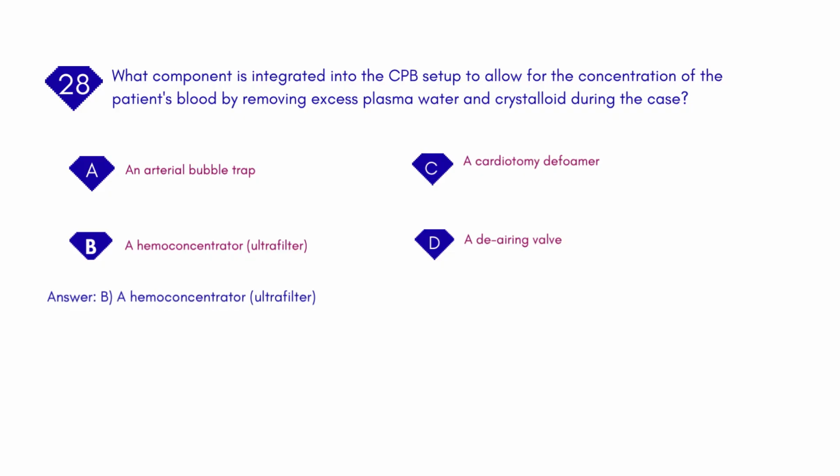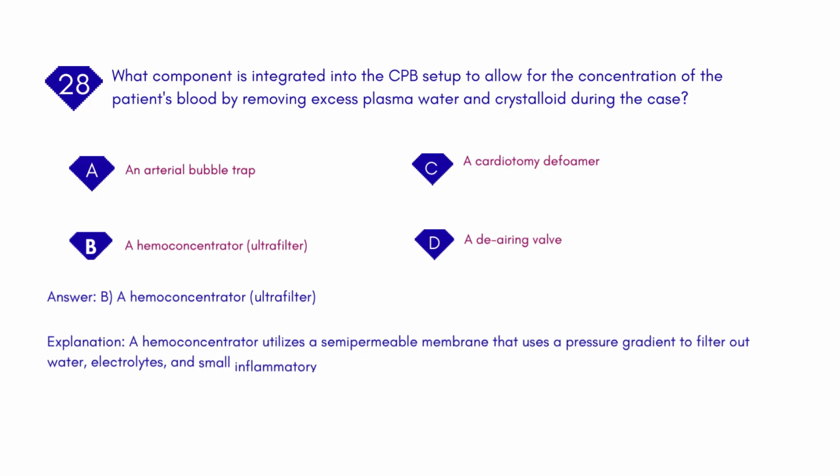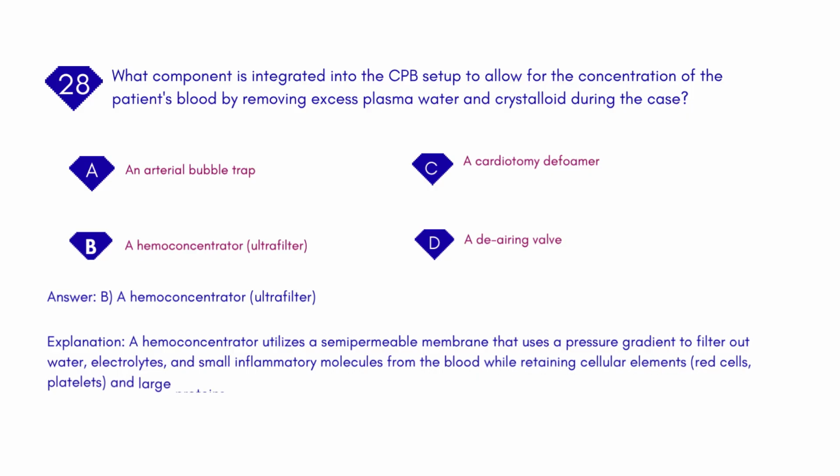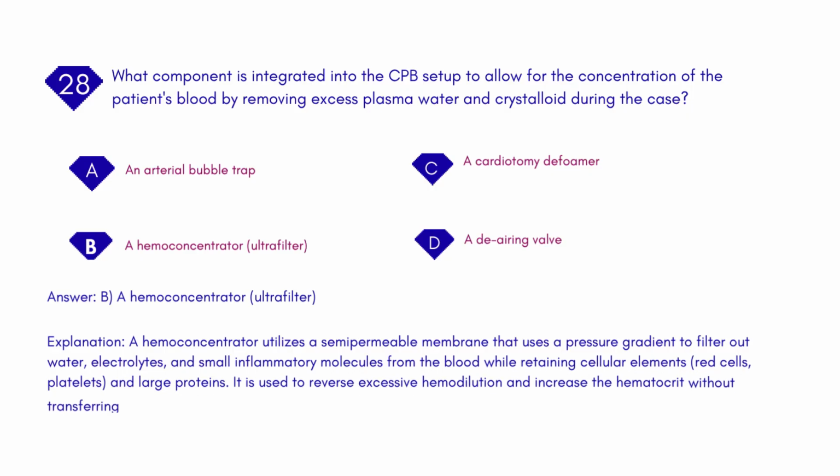Answer: B. A hemoconcentrator, ultrafilter. Explanation: a hemoconcentrator utilizes a semi-permeable membrane that uses a pressure gradient to filter out water, electrolytes, and small inflammatory molecules from the blood while retaining cellular elements, red cells, platelets, and large proteins. It is used to reverse excessive hemodilution and increase the hematocrit without transferring cellular volume out of the circuit.